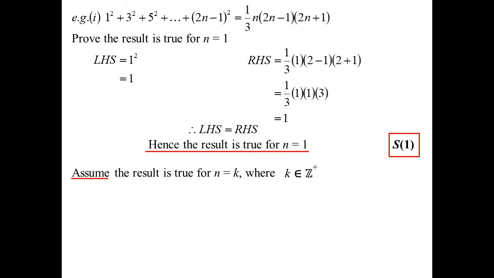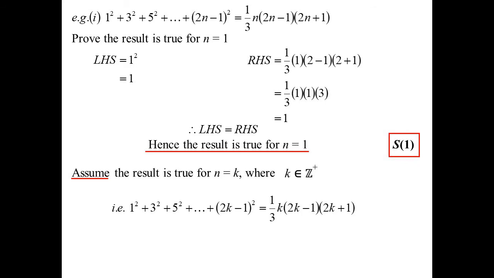Now I'm going to assume the result's true for n equals k. Basically, it's exactly the same thing that they're asking me to prove, but I'm replacing the letter n with the letter k. So I'm saying, hey, it's going to be true for anything that I put in there.